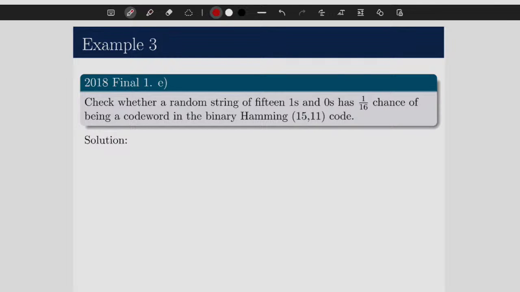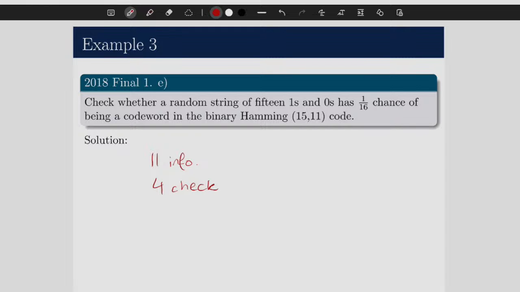So exam question: check whether a random string of 15 ones and zeros has a 1 in 16 chance of being a code word in the binary Hamming 15-11 code. Right? So again, binary 15-11 code, what do I know immediately from that? Well, I know that I have 11 information bits and then I have 4 check bits, by definition. So the position of these information bits doesn't really matter to me. The position of these check bits doesn't actually matter to me for the sake of this question.